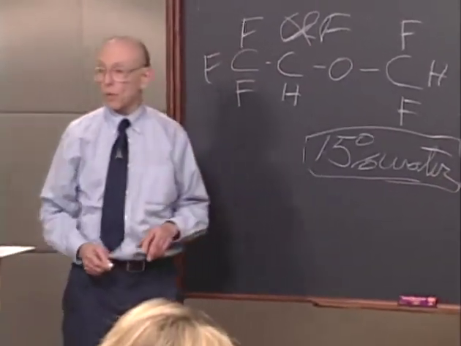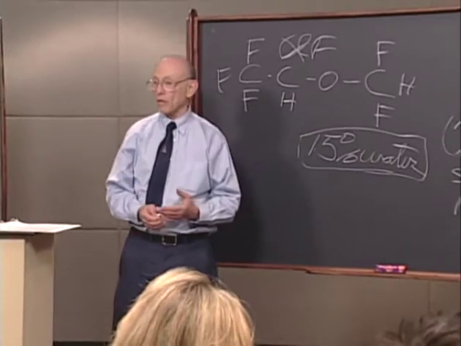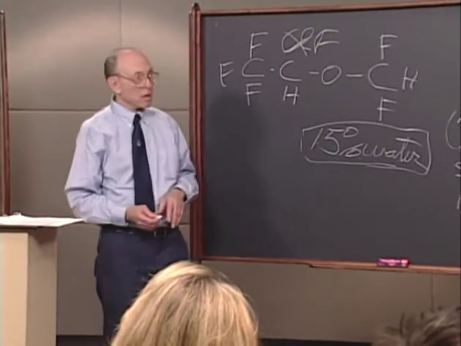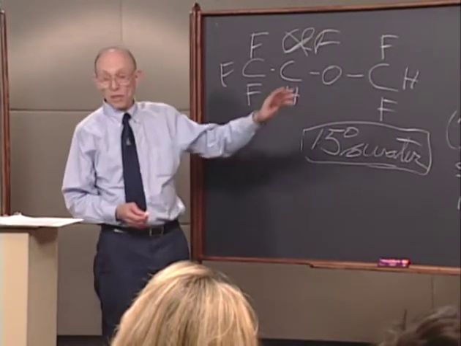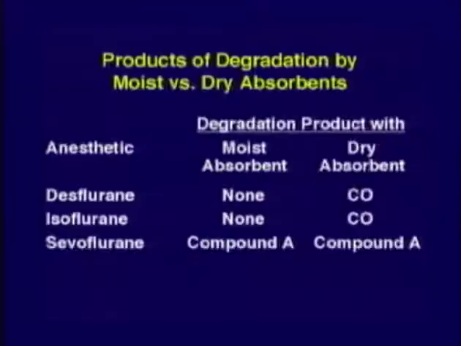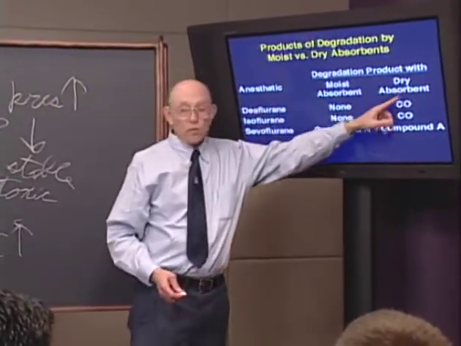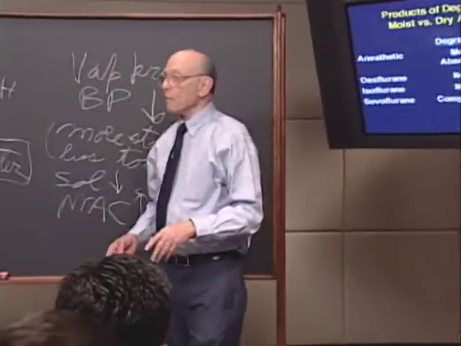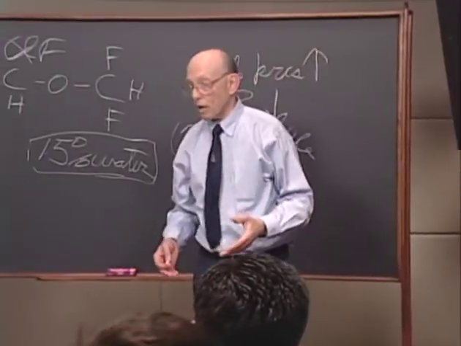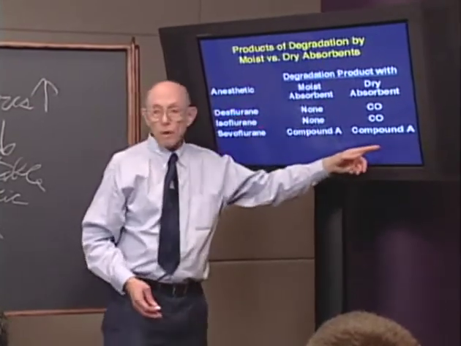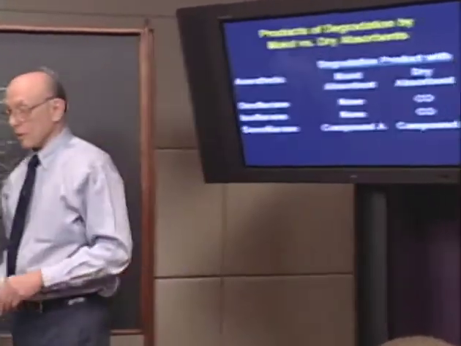And that's important because, first of all, it can accelerate the reaction with carbon dioxide. But second of all, it protects against the degradation of the inhaled anesthetics, all of these. So with desflurane and isoflurane, if you've got normal, moist absorbent, you have no production of carbon monoxide. It's only when the absorbent is dry, drying by 90% or more, that you get carbon monoxide production. You get compound A production, however, from both moist and dry absorbents.